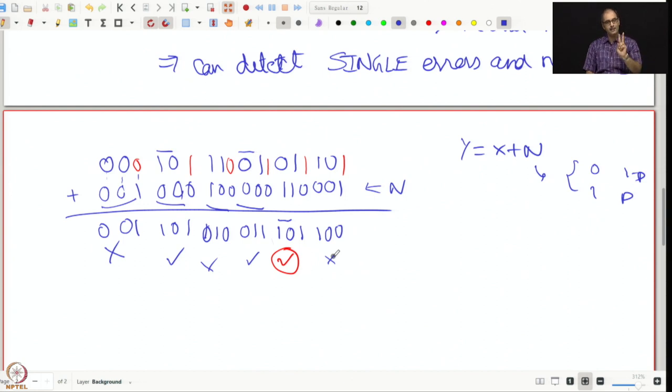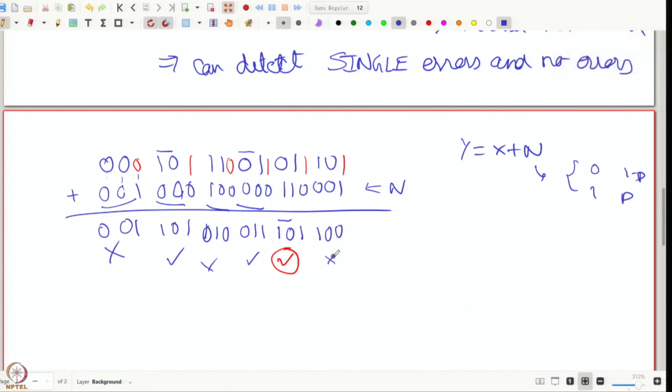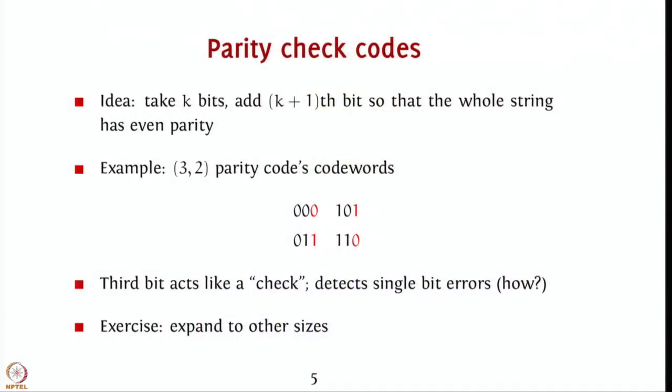In case there are two bit errors, the parity check code fails. The failure mode being that when there are two bit errors, it is fooled into thinking that no bit errors have occurred and you end up making a mistake. Because the way we have designed the parity check code, all you do is you drop the last bit. Once you drop the last bit, which is the parity bit, if everything is correct, you get the information bits. Unfortunately, you may end up making errors. Now, the third bit acts like a check and it checks single bit errors.